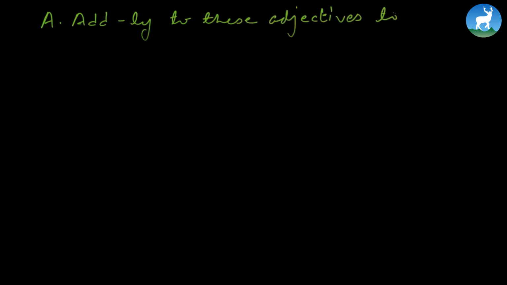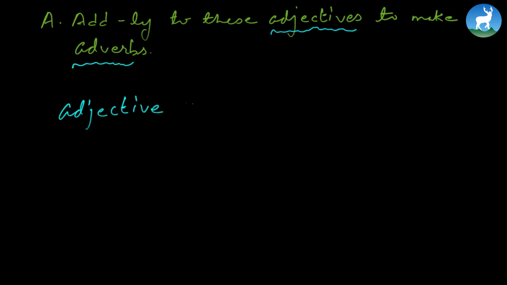Let's proceed further. Now, moving further, we have exercise A: add ly to these adjectives to make adverbs. Now here we go. Add ly to these adjectives, meaning adjectives are given here, to make what? To make adverbs. So we have to figure out first what an adjective is. I don't want you to rote learn what an adjective is. It's just simple. Let's understand it in a very simple manner with examples here.